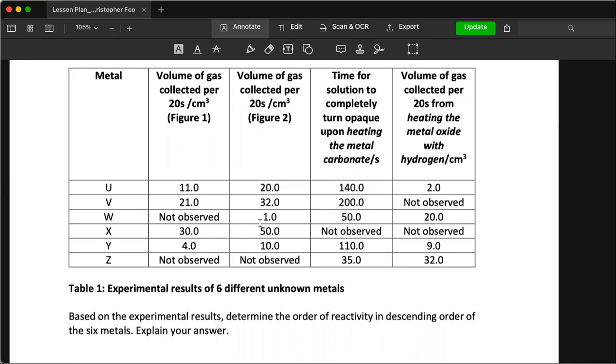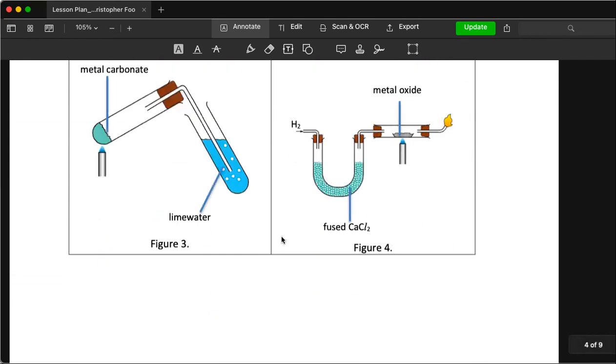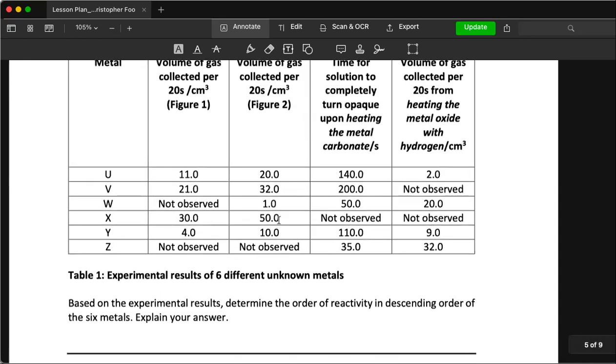If you have to go to the second set of data to rank W and Z, then also refer to the second set of data to confirm the relative position of the metal reactivity as stated in the first experiment. So the first and second set of data should be aligned. There shouldn't be misalignment. If X has the highest volume, then in experiment 2, it should also be the same.